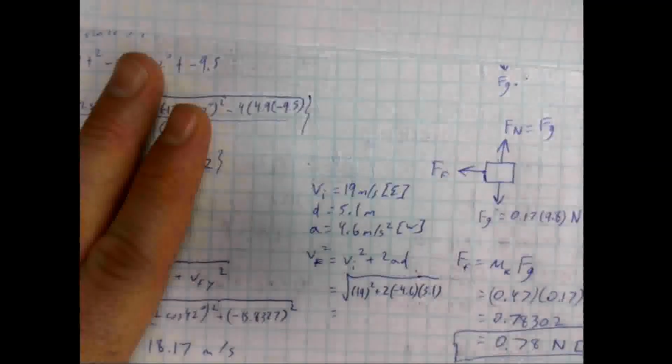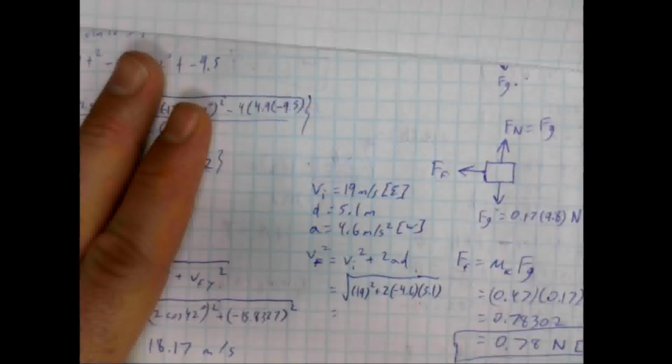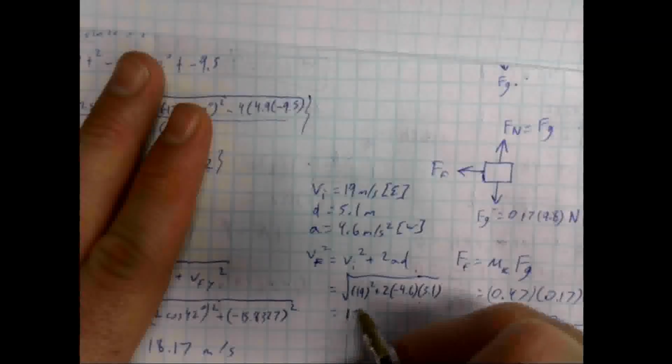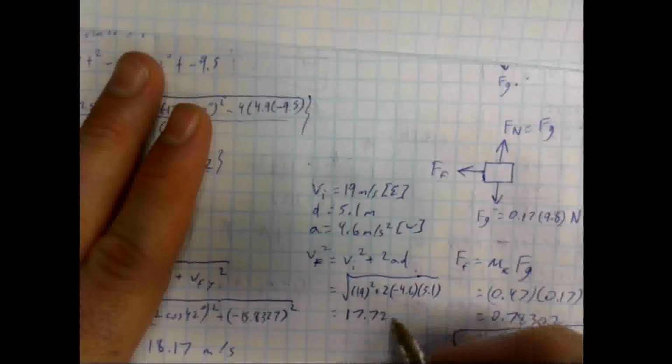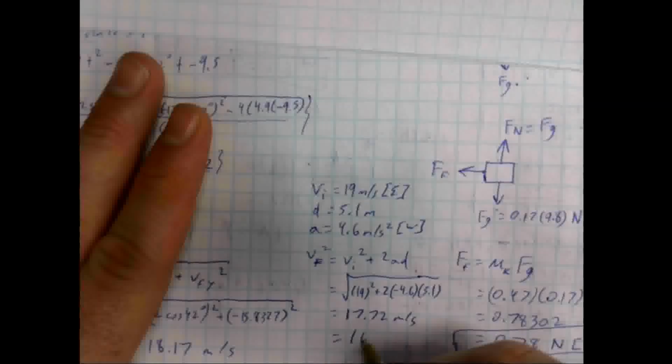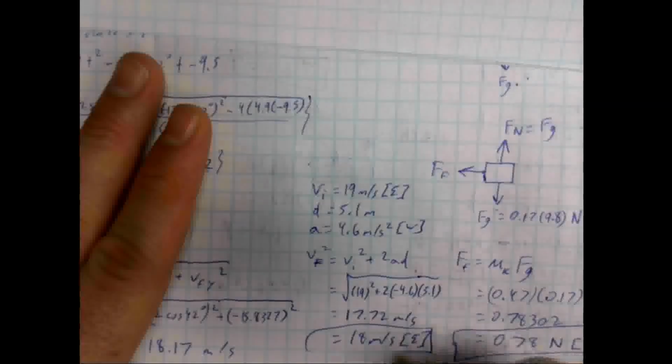That ends up being, I don't have my calculator here, just a second, 19... find the square root of that. So I end up with 17.72 meters per second, or 18 meters per second to the east. That's my final velocity.